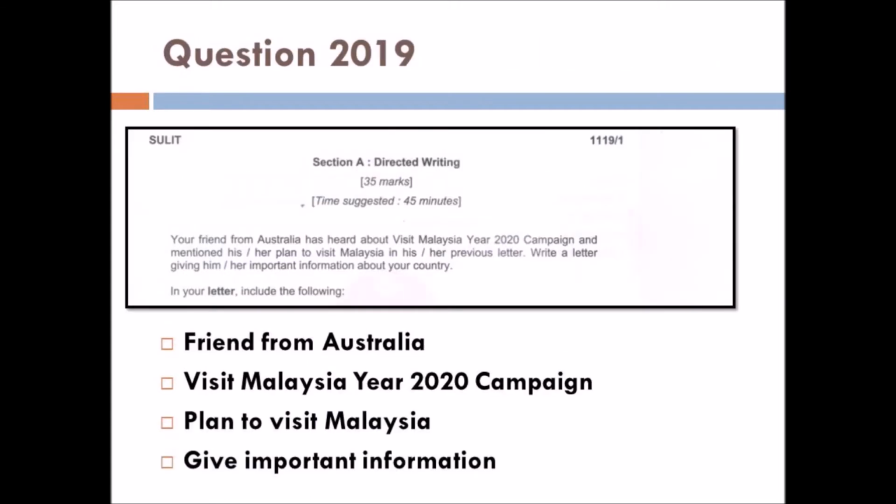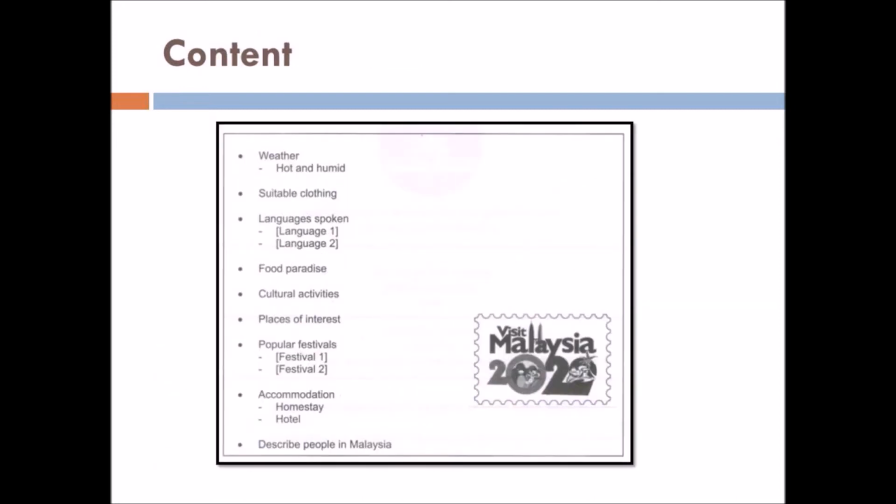Let us look at this question. Your friend from Australia has heard about the Visit Malaysia Year 2020 campaign and mentioned her plan to visit Malaysia in her previous letter. Write a letter giving her important information about your country. In your letter, include the following.